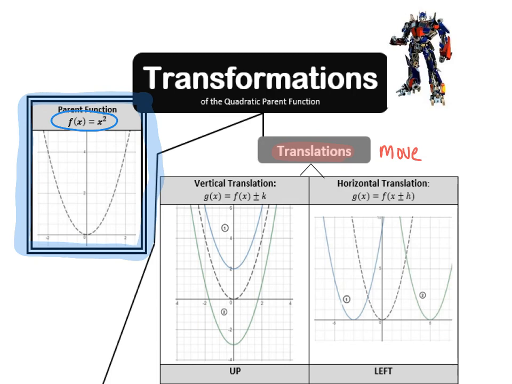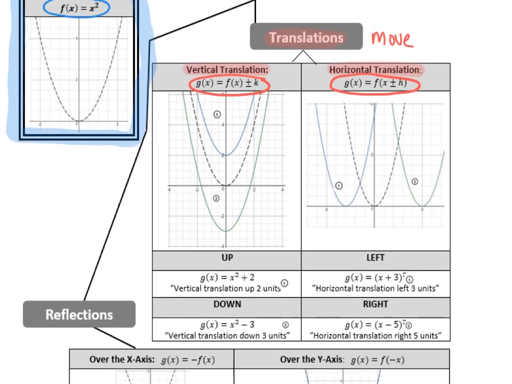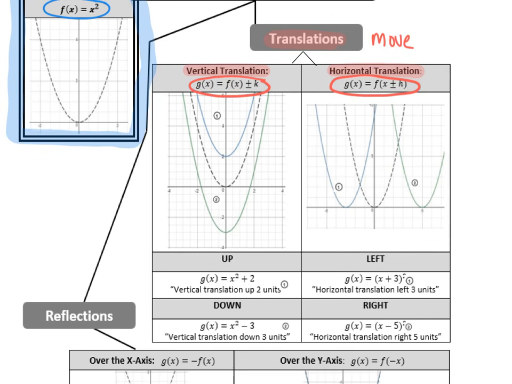Okay, there are two types of movements, two types of translations. We have our vertical translations, and we have our horizontal translations. We did already notice that the vertical translations are going to be added and subtracted on the outside of the function, and that the horizontal translations are going to be on the inside of the function. Let's talk about them one by one, okay? If we look at the vertical translations, we have two options to either go up or down. We've already kind of noticed this, but let's talk about it again.